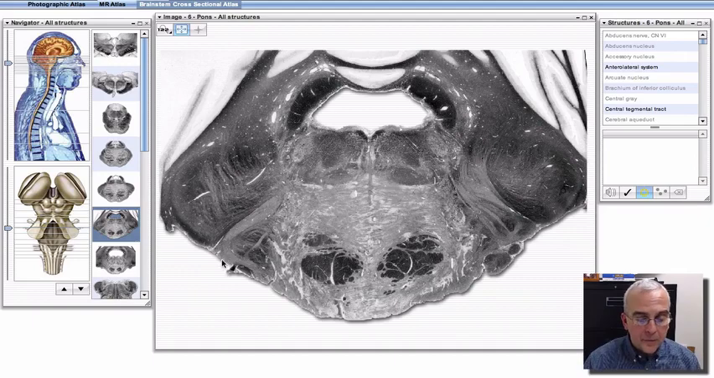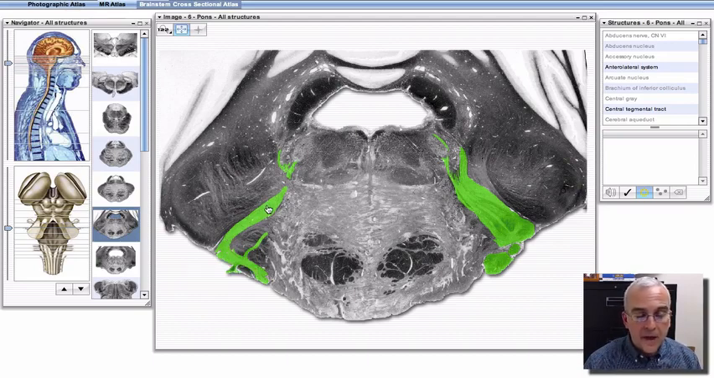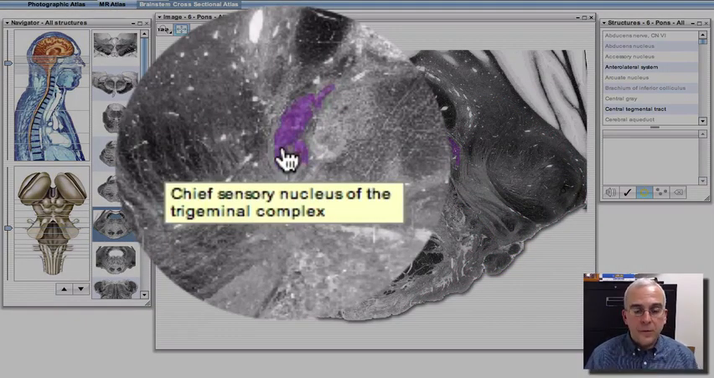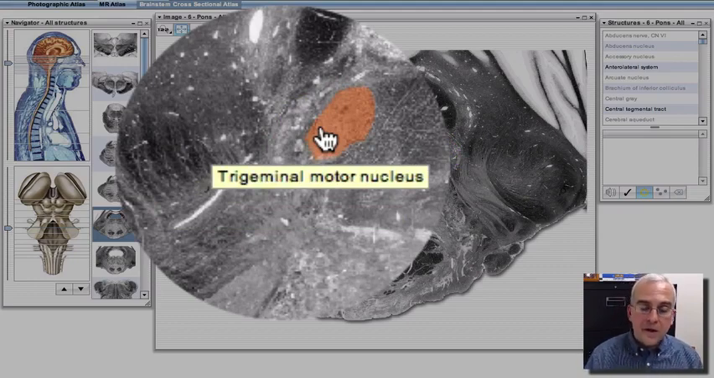And at this level, we see these broad, massive nerve roots of the trigeminal nerve on either side. And if we follow these nerve roots back, they connect to a set of nuclei. So more lateral is where we find our chief sensory nucleus of the trigeminal complex, also called the principal sensory nucleus. And just to the medial side of that nucleus, we would find the branchial motor nucleus, the trigeminal motor nucleus.